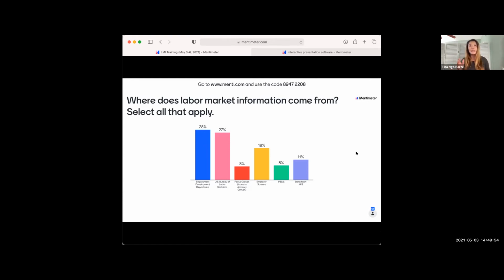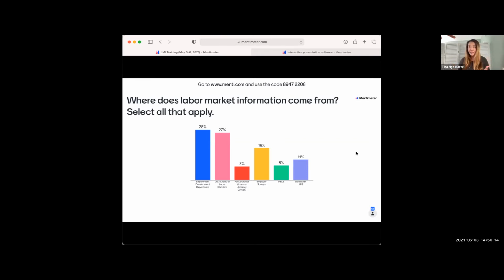So whenever there's any data from EDD or from BLS that doesn't really answer the question we're trying to answer, we conduct surveys or we do focus groups. So this is another way for us to collect data directly from our local employers when a lot of the data that public agencies provide are more aggregate in nature.